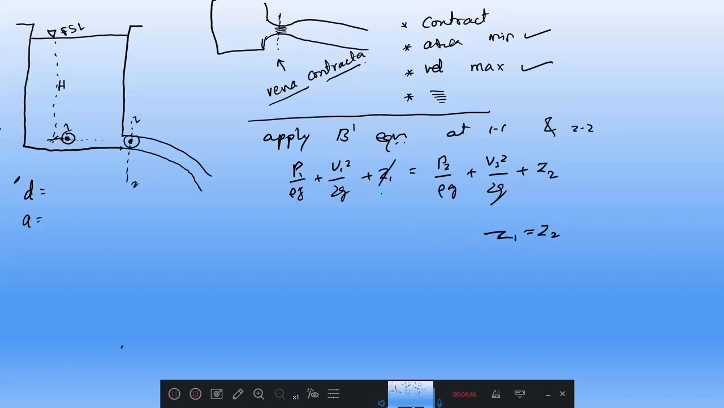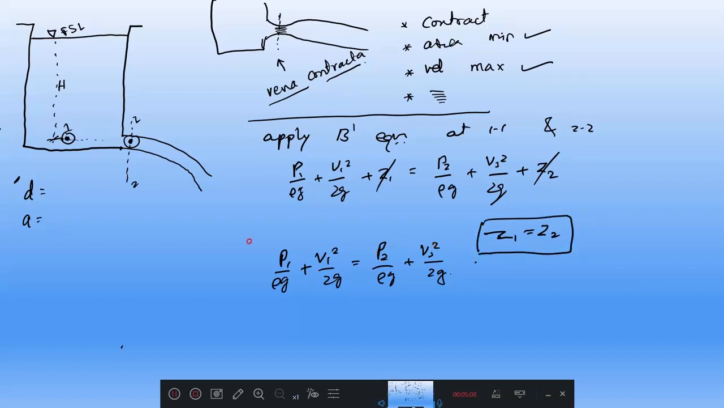Z1 equal to Z2 means they cancel each other. Then you get P1 by rho g plus V1 square by 2g equal to P2 by rho g plus V2 square by 2g. Agree? This is the first case I considered. Now the second case I will consider.